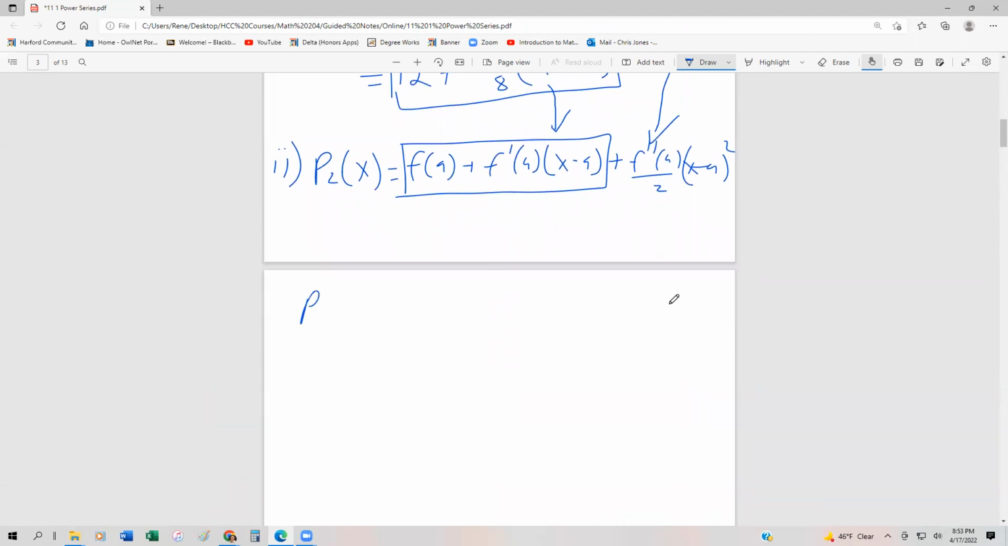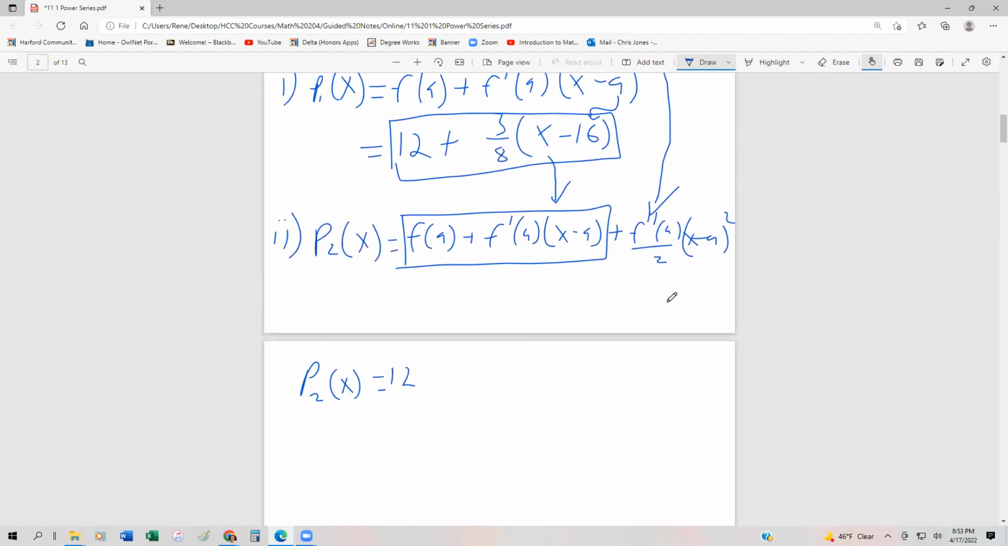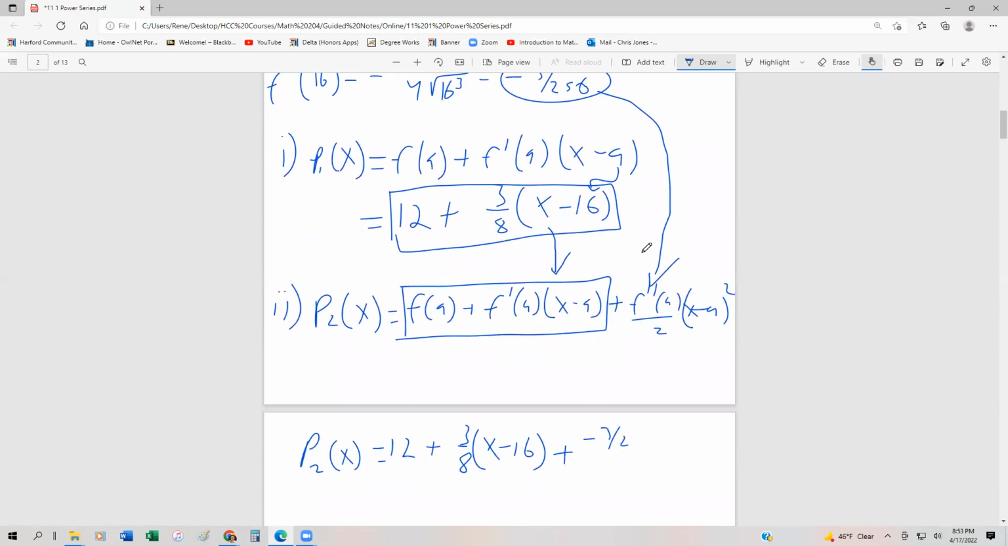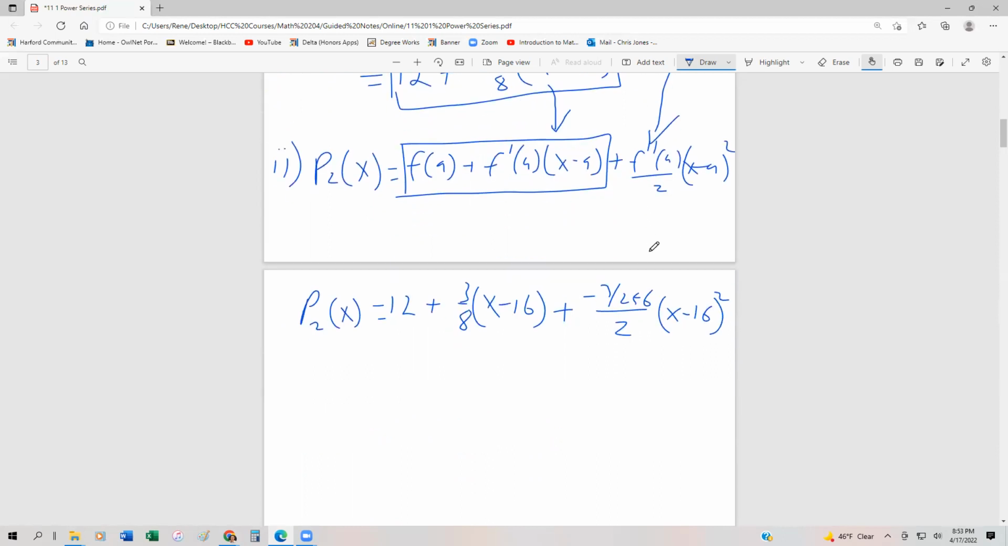So P sub 2 of x is going to be equal to the 12 plus 3 over 8, x minus 16. And then finally, remember we have negative 3 over 256 divided by 2, x minus a, which is 16 squared, okay? If we wanted to simplify this just a little bit, we could. In fact, we could FOIL everything out, but we're not going to. We're just going to leave it like this.